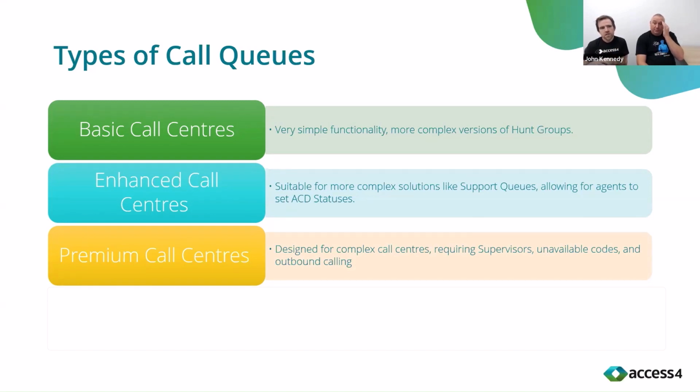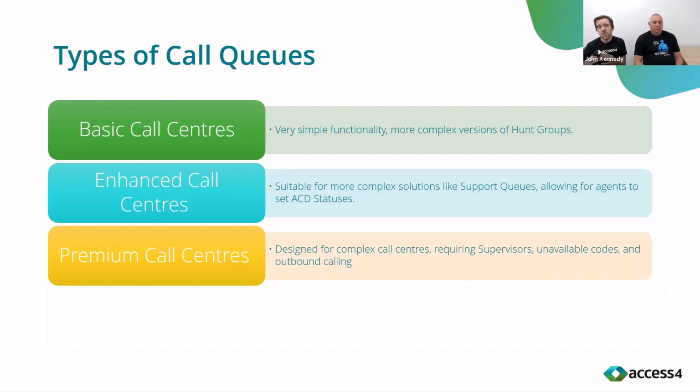Enhanced call queues then add additional functionality on top of that, things like ACD status. So I'm out to lunch, I don't want to receive calls right now, being able to change that status. Premium is then more for complex call flows on top of that. So this is when you need your supervisors to be able to start managing what's going on with your call queues. Unavailable codes. So rather than just putting myself as busy, do I need to start reporting on how long I'm at lunch for, how long I'm going into training for, that kind of functionality, as well as outbound calling.